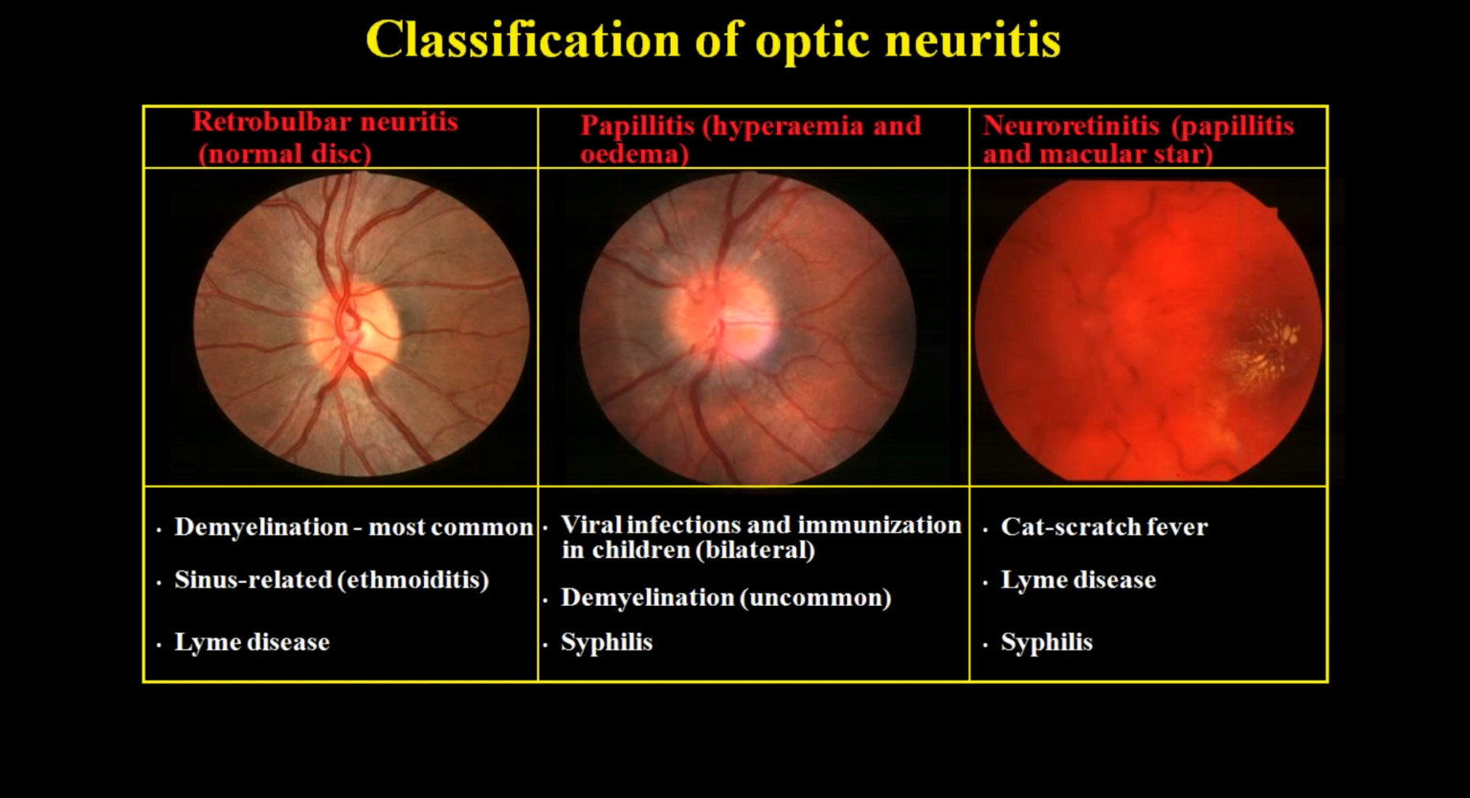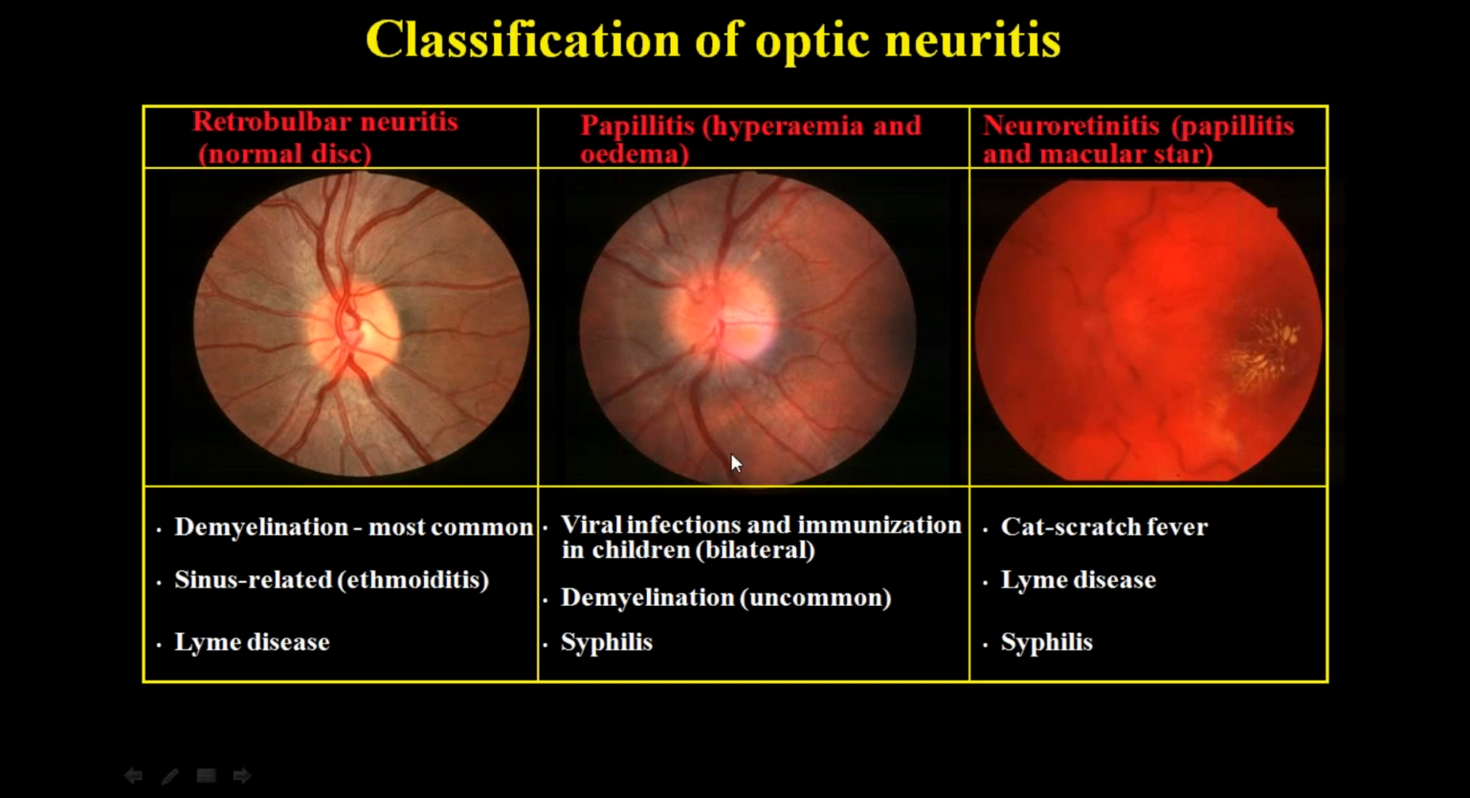Neuroretinitis is when the disc and the surrounding retina are involved. You see hard exudates in the macula, which are also called macular star. So if the optic disc is swollen with macular involvement, then you call it neuroretinitis. There are various etiologies which have been mentioned here. Neuroretinitis is commonly seen in infectious conditions like cat scratch fever, Lyme's disease, and syphilis.